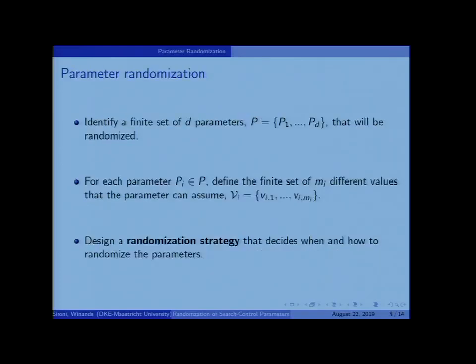So how are we implementing this randomization in MCTS? Well, it's pretty trivial. We just select the parameters that we want to randomize that control the search. For each of them, we select a finite set. We're doing this manually, so we manually select a finite set of values that are sensible for the parameter. And then we use a randomization strategy to change these parameters online.